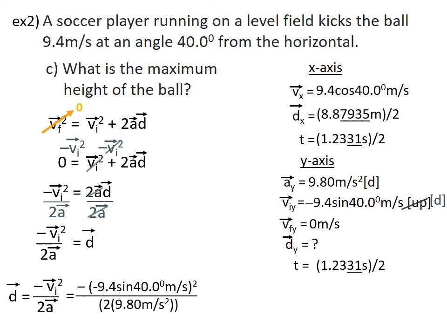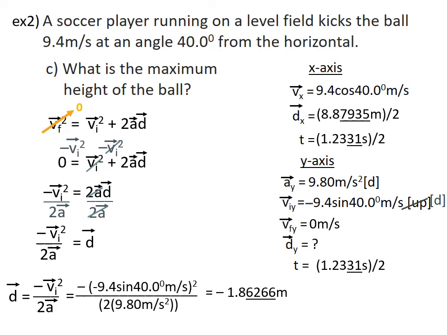Notice that I double bracketed the denominator because when I enter it into my calculator, I want to make sure that it divides by the product of 2 multiplied by 9.80. And that gives me negative 1.86266 meters. Two significant figures because of the 9.4 inside of the velocity.